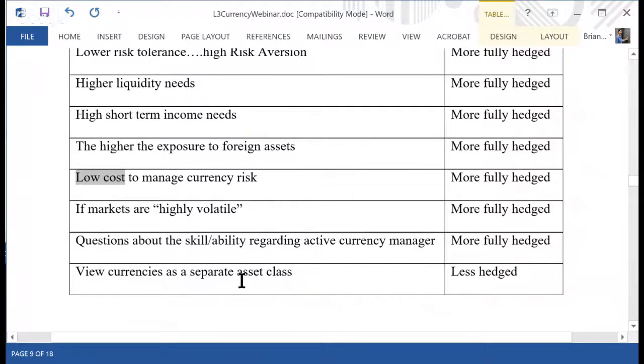And if we want to view the currencies as a separate asset class, if we want to view them as a way to increase our returns, well, then of course you don't want to be hedged. Oh yeah, I want to manage these and try to add alpha, try to add a little extra return. Then you don't want to be hedged.